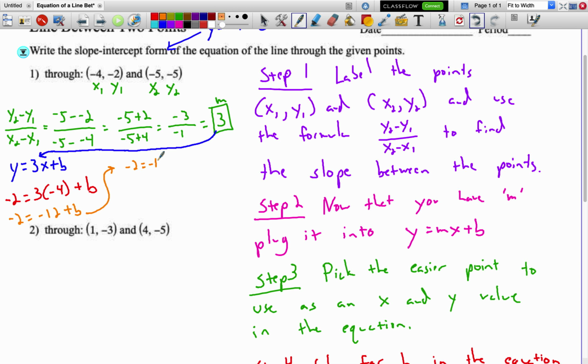Negative 2 equals negative 12 plus b. We'll add 12 to both sides and get 10 equals b. And put a box around that as well.